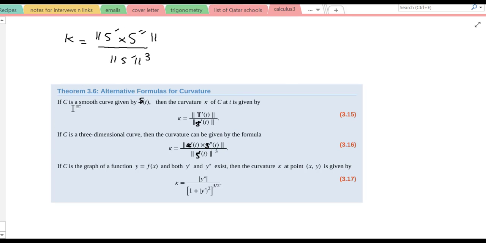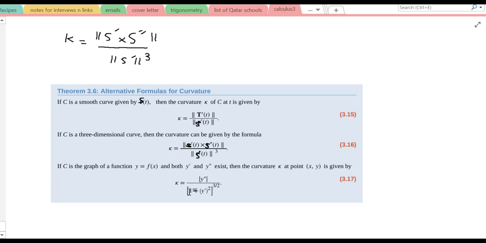First, if C is a smooth curve given by r(s), then the curvature kappa of C at point P is given by kappa equal to how much T changes with respect to s. It means the norm of T prime over the norm of r'. And also if C is a three-dimensional curve, we can use this curvature which I proved before.